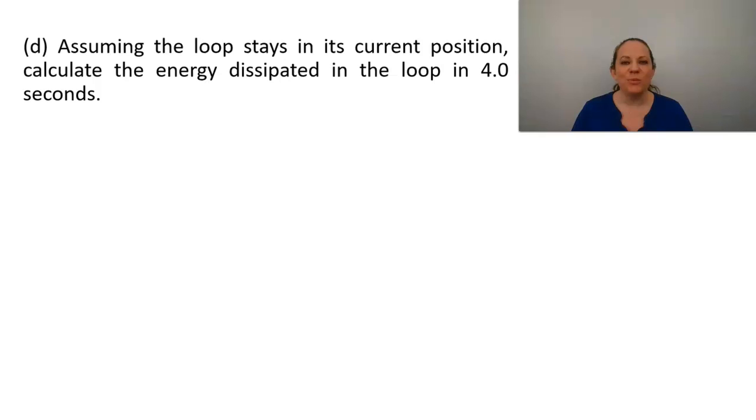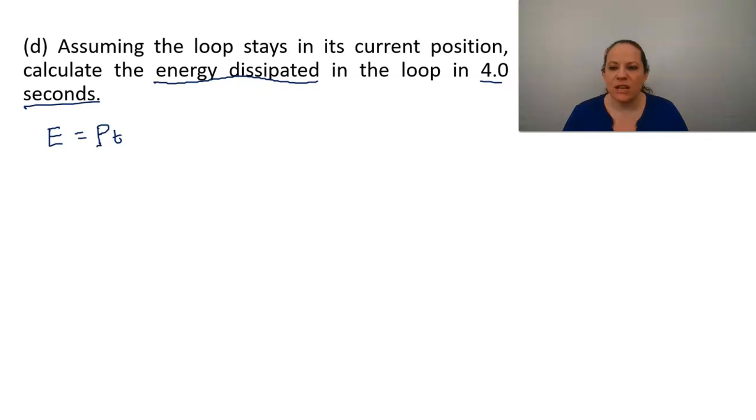Part D, assuming the loop stays in its current position, calculate the energy dissipated in the loop in 4 seconds. All right, so I'm seeing energy dissipated, and I'm seeing a time interval. So this is suggesting to me some kind of power relationship. So in this case, energy equals power times time. And we can recall that power in something involving circuit elements is I squared R. Here, because it's energy, we're going to multiply by time.